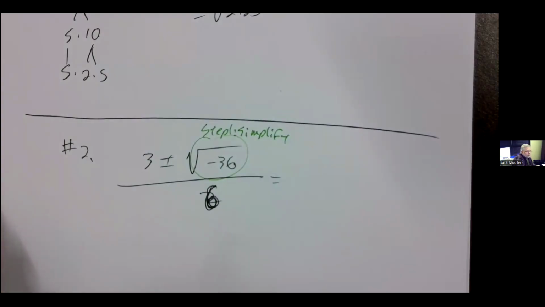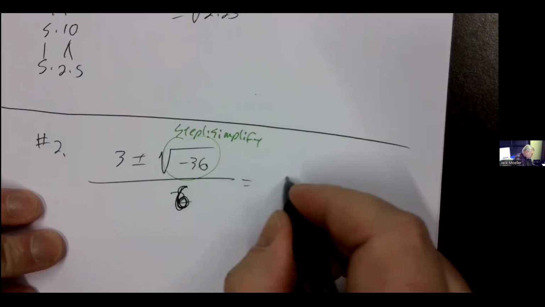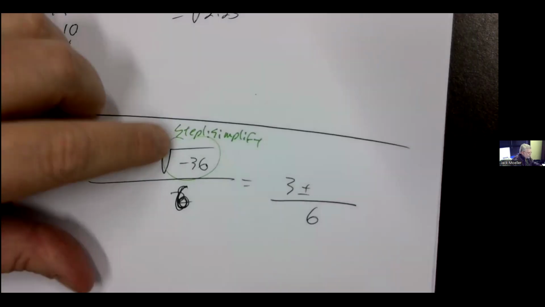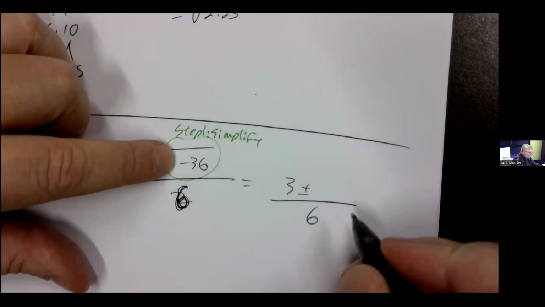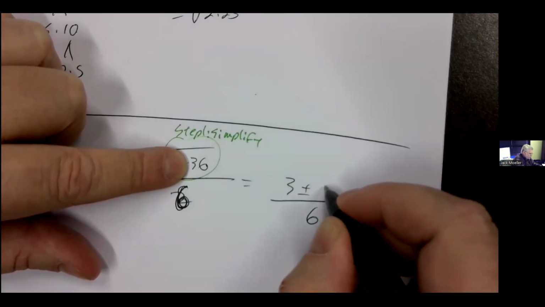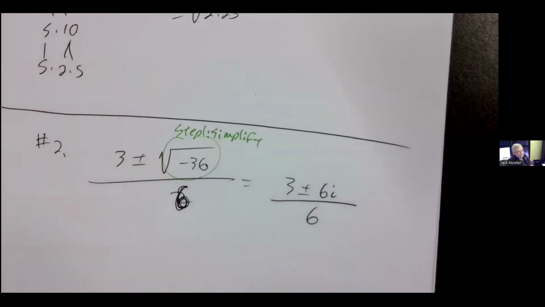So what is the square root of negative 36? Well, because of the square root of a negative, we know i is going to be involved, and then what's the square root of 36? If you're not for sure, you can go to your calculator, but that is 6. And so because of the square root of negative 1, we get 6i.